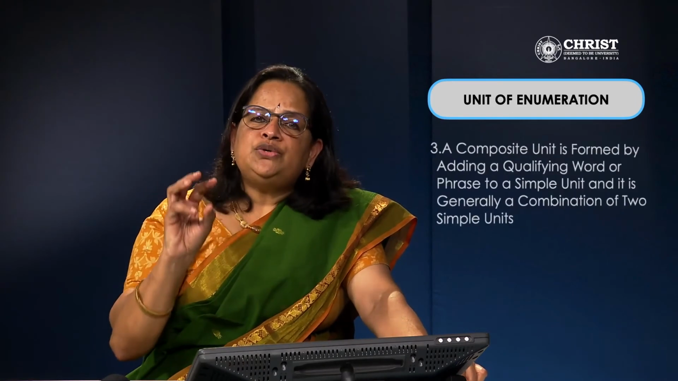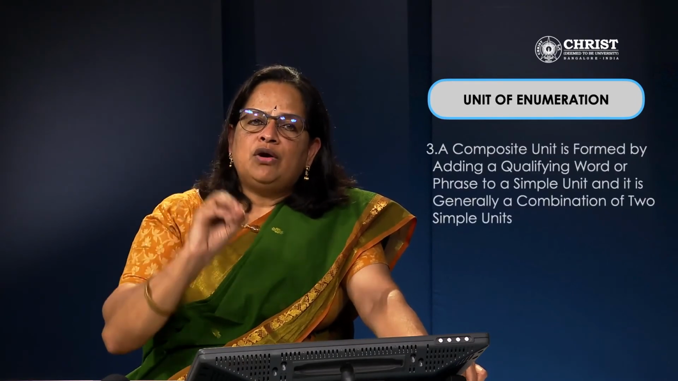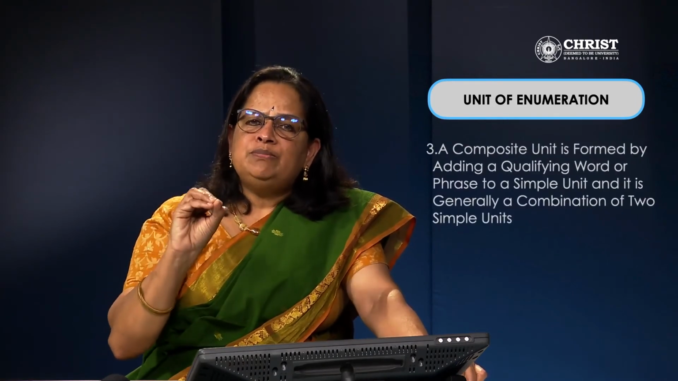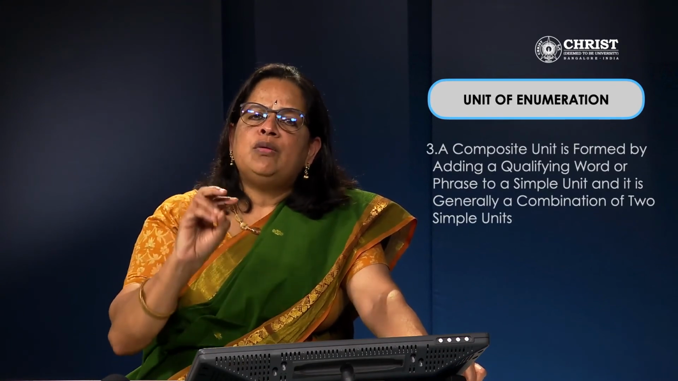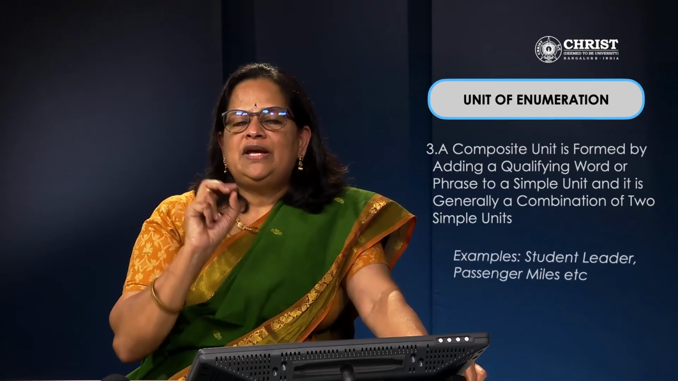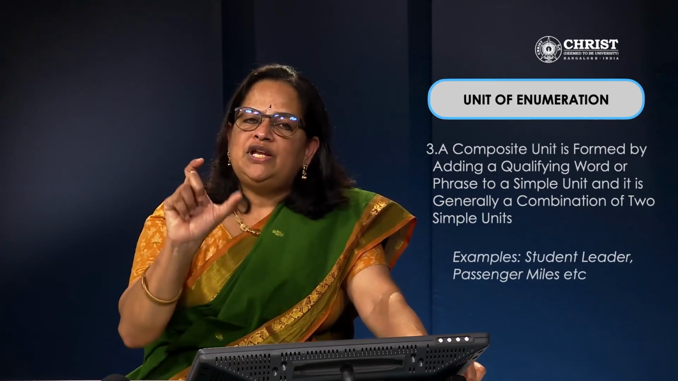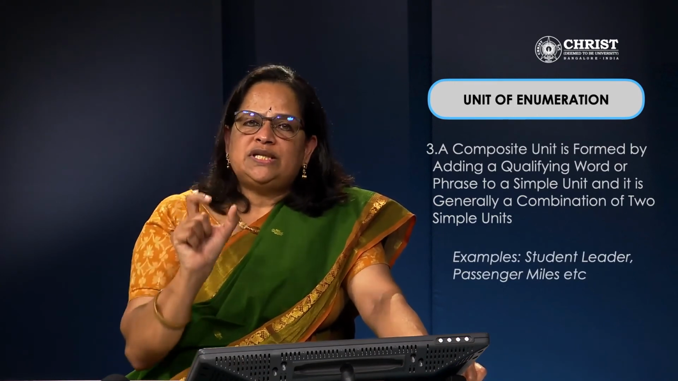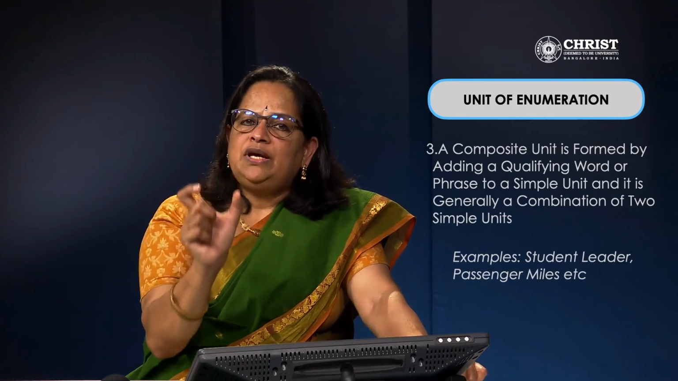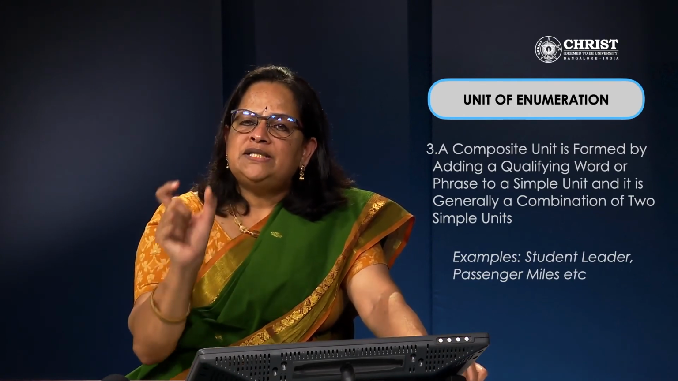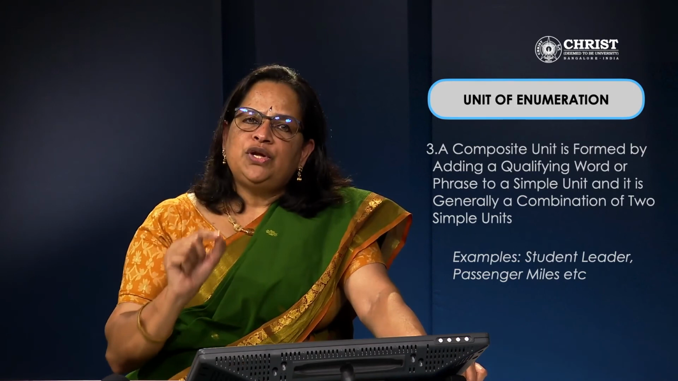A composite unit is framed by adding a qualifying word or a phrase to a simple unit and is generally a combination of two simple units. If you see the example student leader or class representative, then you are adding two units of enumeration. So you are getting student leader or passenger miles. These are examples of composite unit of enumeration.